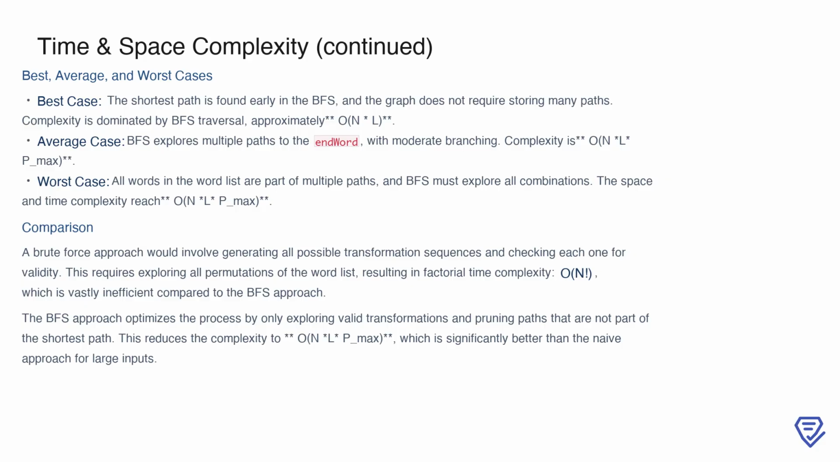A naive method would involve generating all possible transformation sequences and checking their validity, leading to factorial complexity n, which is highly inefficient. In contrast, BFS systematically explores only valid transformations and prunes irrelevant paths, achieving a much more efficient complexity of n * l * p_max.